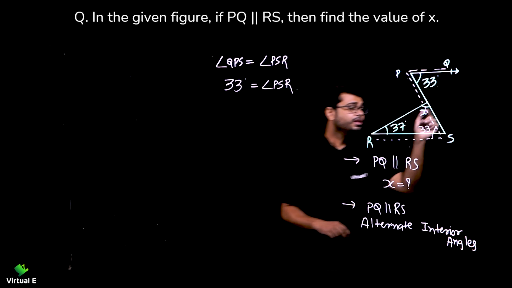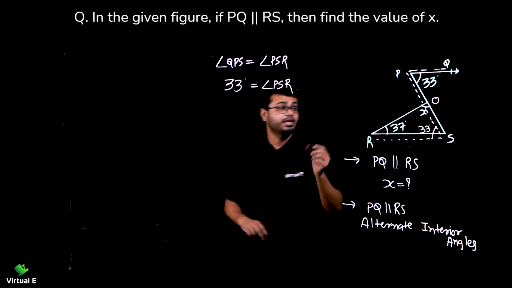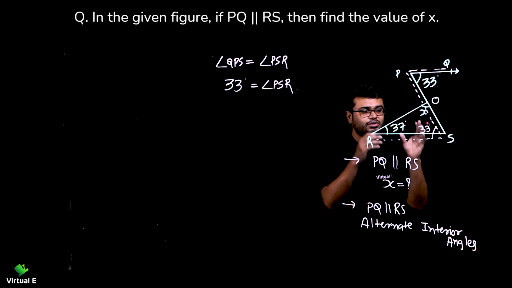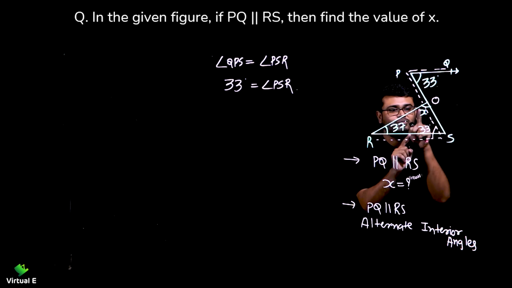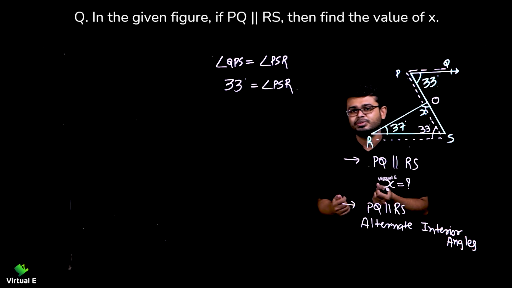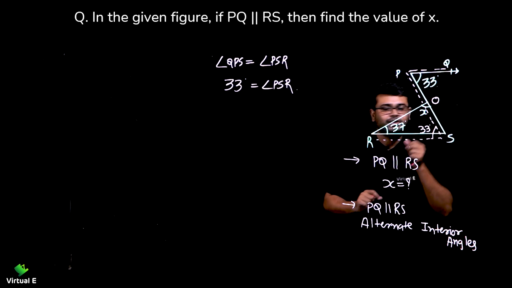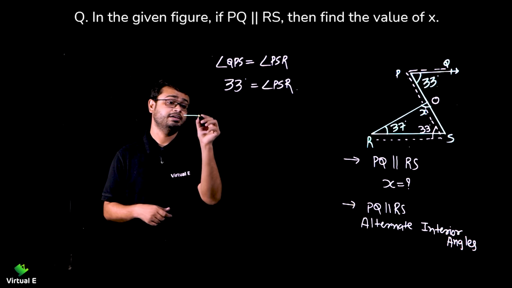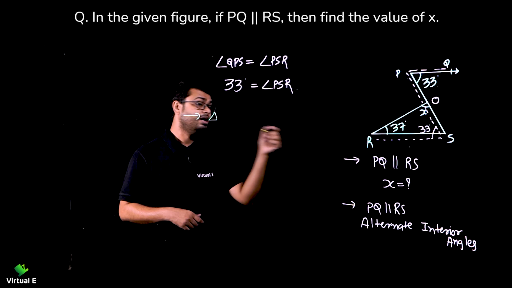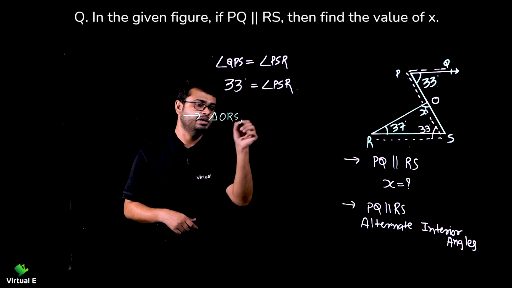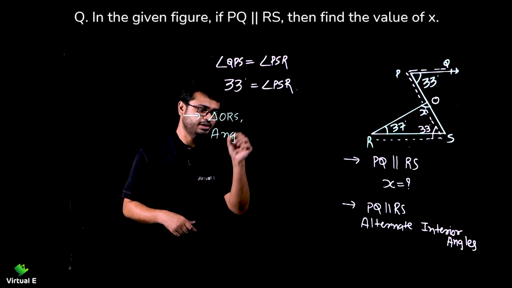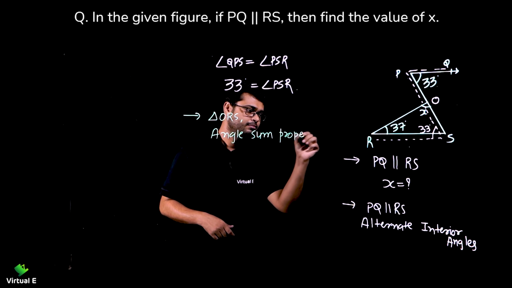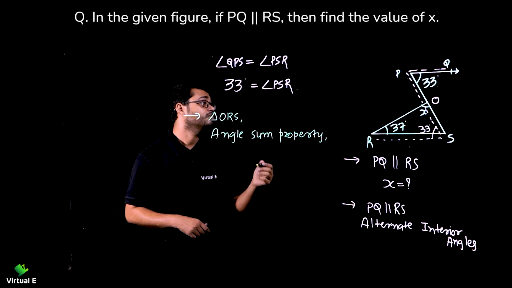Now see, let's give this point the name O. Now see over here, for this closed triangle, we have two angles and one angle is missing. That's very simple to do: angle sum property of the triangle. So let's apply the angle sum property. For the triangle, first of all, mention triangle ORS, angle sum property.